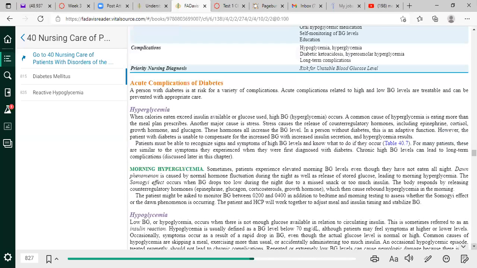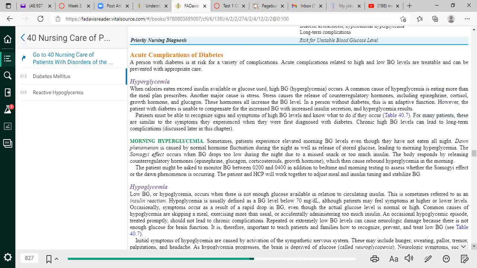And it talks about morning hyperglycemia. It talks about the dawn phenomenon, which leads to morning hyperglycemia. Sometimes patients experience elevated morning blood glucose levels, even though they have not eaten all night. Dawn phenomenon is caused by normal hormone fluctuation during the night, as well as release of stored glucose, leading to morning hyperglycemia. The Somogyi effect occurs when the blood glucose drops too low during the night due to a missed snack or too much insulin.